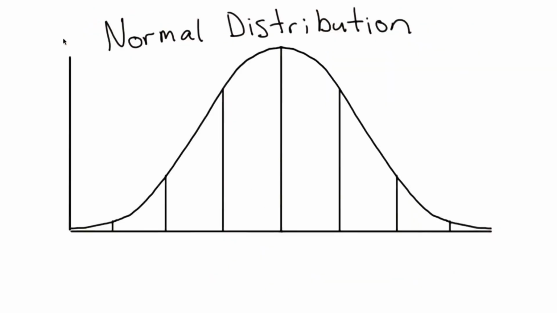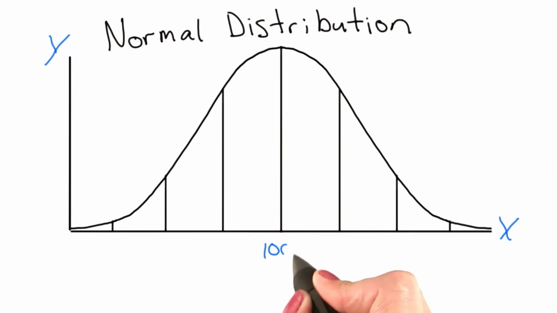This is a normal distribution, or a bell curve. On the x-axis, we have the scores. On the y-axis, we have frequencies. Frequencies are how often a score occurs. It might help to visualize with something like an IQ. Here, the mean IQ is 100.